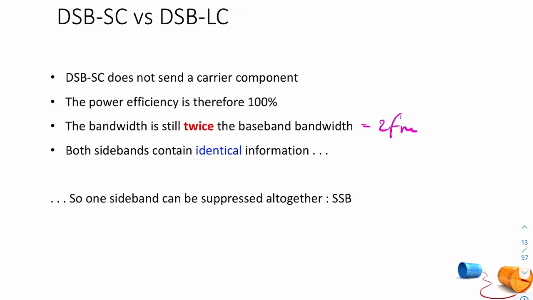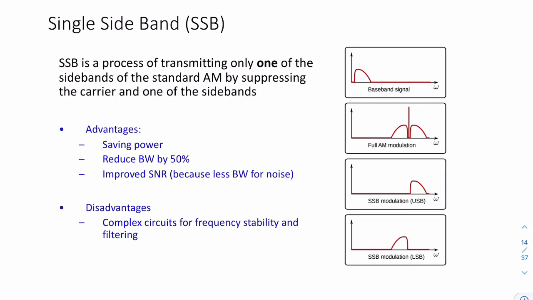So why are we transmitting the same information twice? Why can't we suppress one of the sidebands? So instead of having two sidebands, why can't we just transmit one? Now that is where SSB comes in, single sideband. Now in single sideband transmission, rather than transmitting an upper sideband and a lower sideband, we filter out one of the sidebands and just transmit, for example, the upper sideband or the lower sideband. So it's this or that, okay? It's not both. It's either the upper sideband or the lower sideband.